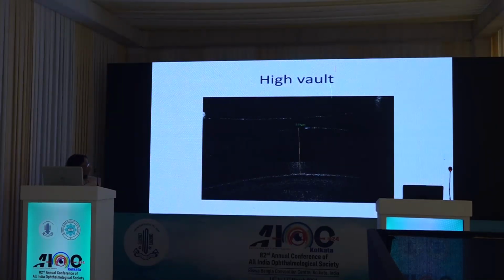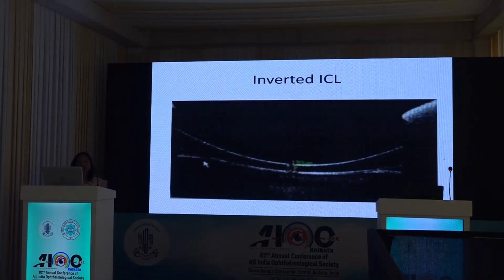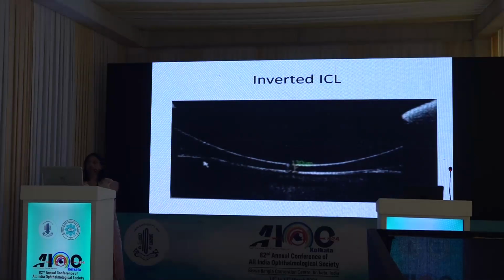And if the vault is very high, it can lead to an increase in intraocular pressure. Now, this patient had an inverted ICL. The surgeon didn't realize it when he saw the patient on day 1. We confirmed it on the ASOCT, and we had to take the patient again to the OT, explant, and re-implant the same ICL.